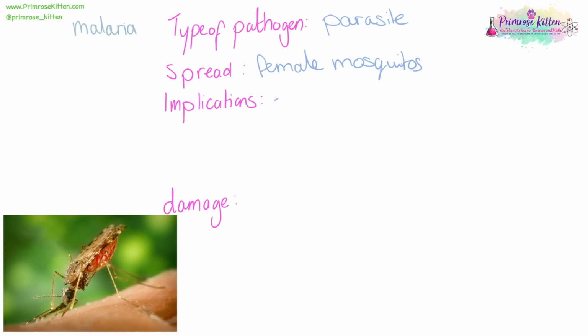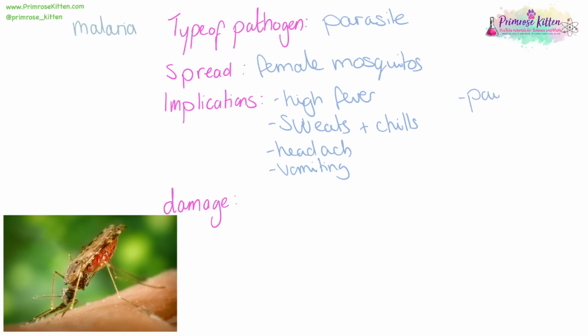The implications are going to be a high fever, sweats, and also chills, headache, vomiting, chest and muscle pains, and diarrhea. And this can be lethal in severe cases.